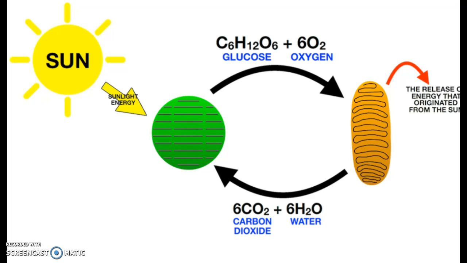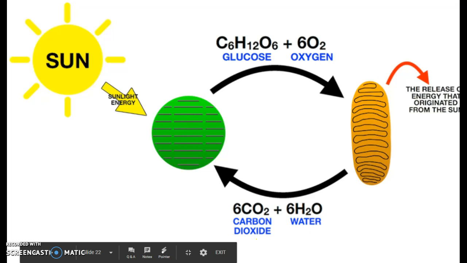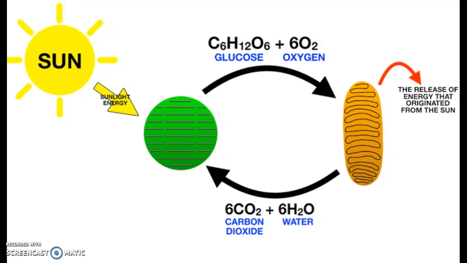The release of energy is in the ATP, where the ATP energy is. There's the release of energy that originates from the sun, which is the sunlight energy, and that is the energy both animals and plants need.